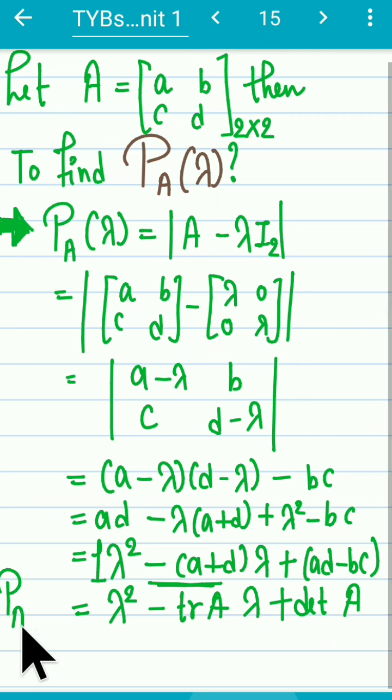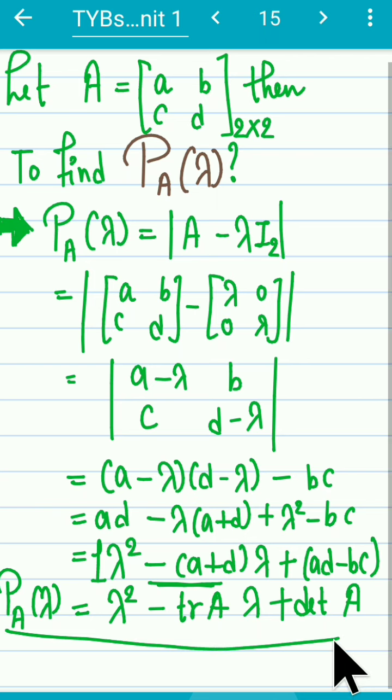So note this down. This is nothing but the formula to find out the characteristic polynomial for a 2 cross 2 matrix. So what you need to find out? You need to find out the trace, okay, and you need to find out the determinant of the matrix, and you can write the characteristic polynomial for a 2 cross 2 matrix directly. Okay, just note it down once. We'll see one example based on it.